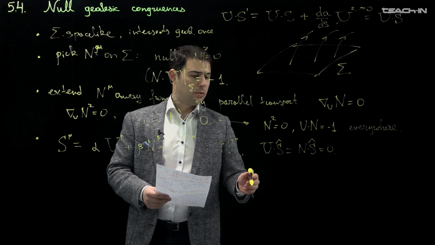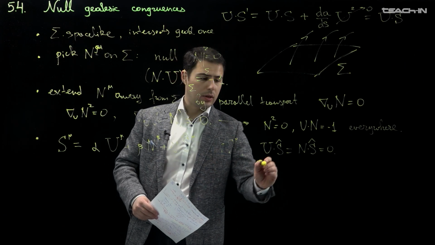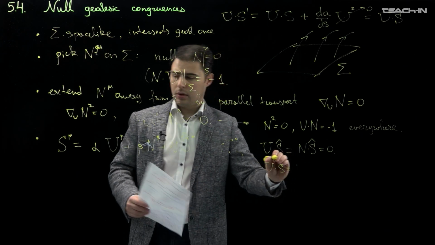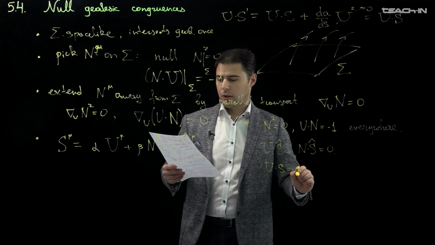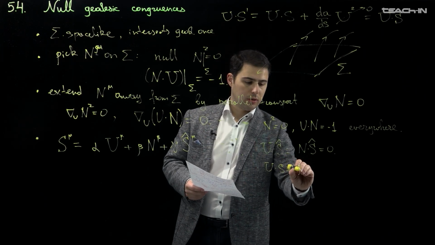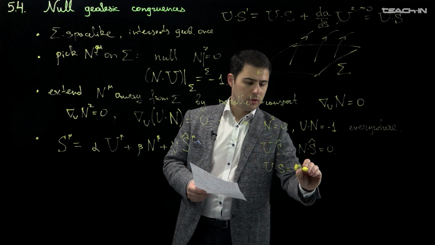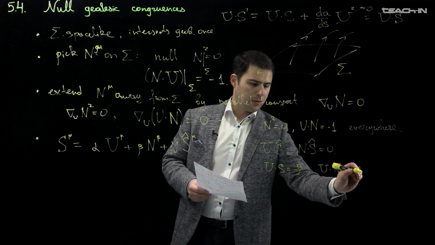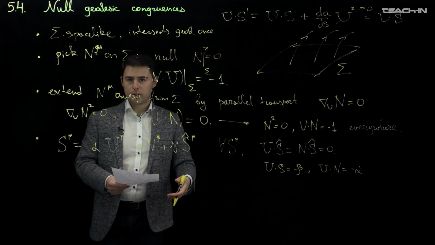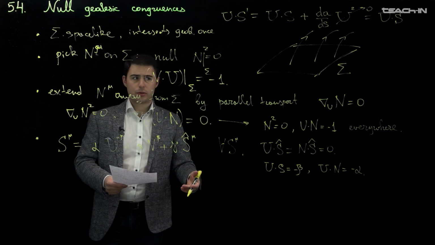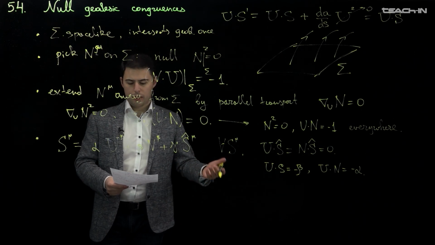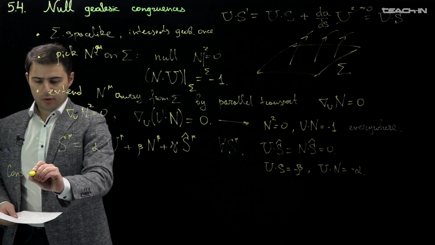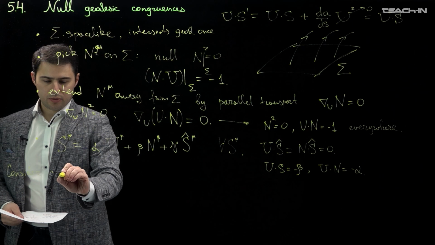Yes. So note that u times s equals minus beta, which is constant, and u times n equals minus alpha. Okay, now let us consider the congruence, which contains the generators of the null hypersurface n. So consider the congruence.